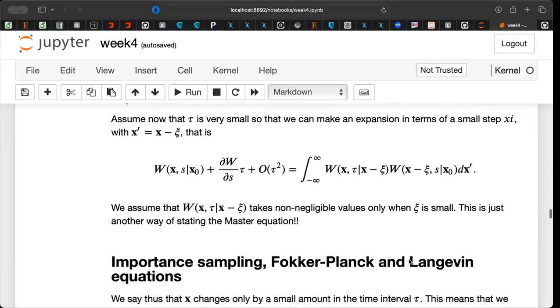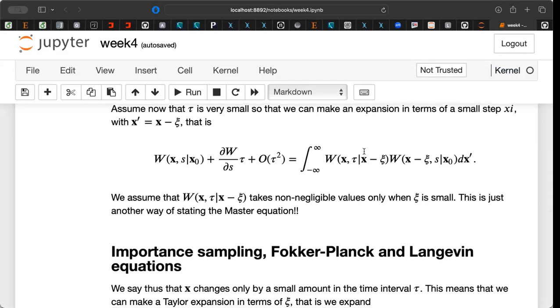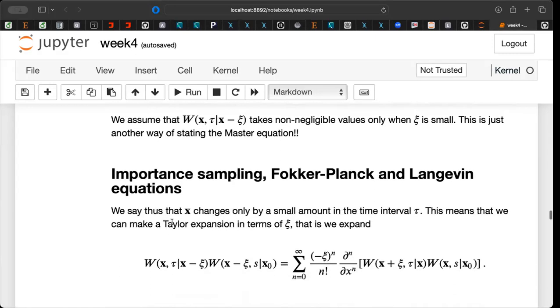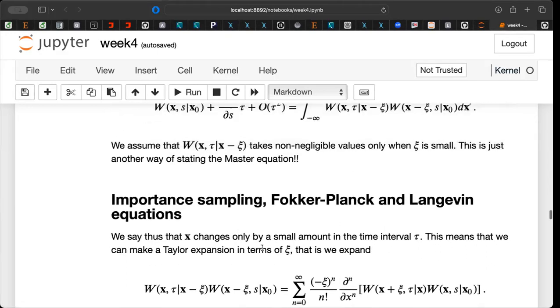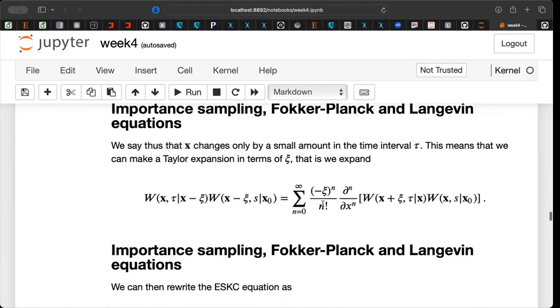a Markov chain, or the basic assumption of a Markov chain, that this transition probability is basically time independent, or that changes take place at very small times. So we say thus that this x changes only by a small amount in this time interval. And that means that we can make a Taylor expansion in terms of this quantity c. So by performing the Taylor expansion of the integrand, which we have in the expression up here, we can then rewrite this in terms of these higher derivatives. And this is just us performing a Taylor expansion of that quantity.